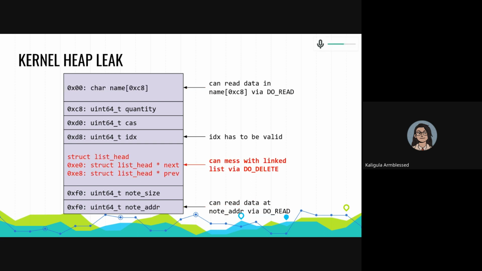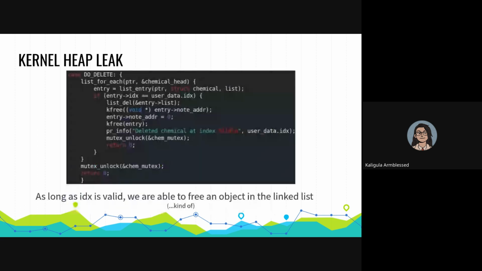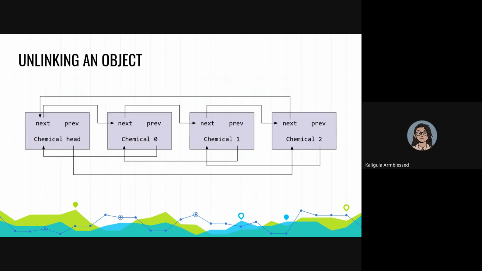Another thing that is very interesting is that we can mess with the linked list via doDelete. Basically, we can create fake linked list objects, which will be very interesting. As long as idx is valid, we are able to free any object in the linked list. So in a sense, we have arbitrary free, kind of. Let's first talk about unlinking an object.